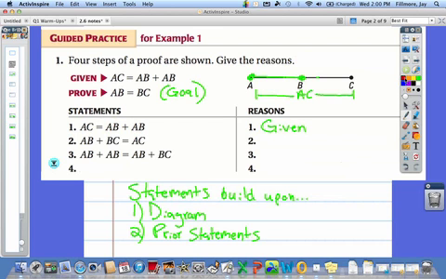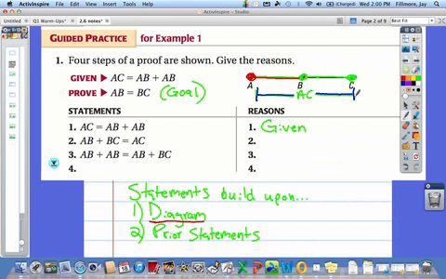For step 2, whoever was filling out this proof noted that AB plus BC equals AC. Well, first let's check the diagram and see if that helps us. So looking at the diagram, AB plus BC equals AC, the whole thing. So adding two pieces to equal the whole thing.